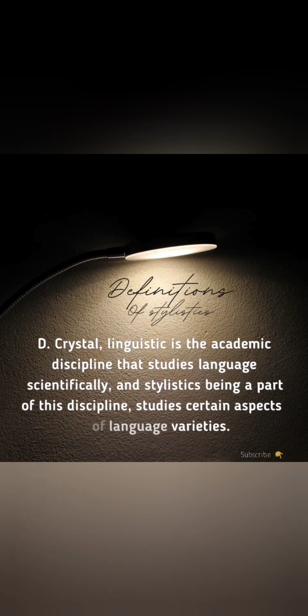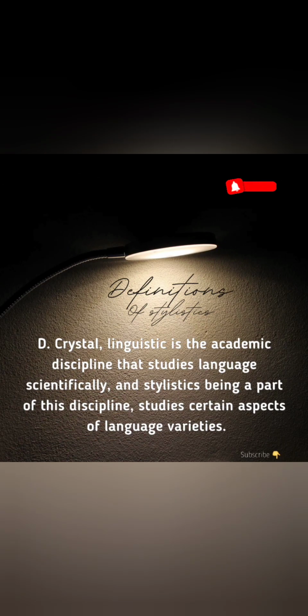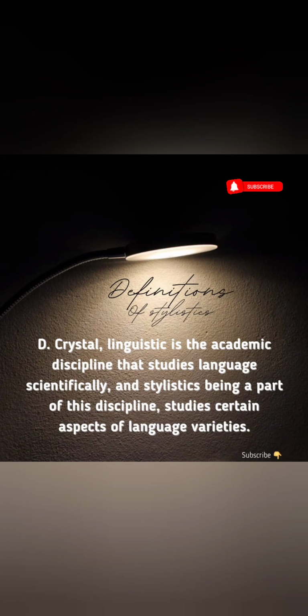Next stylistician is David Crystal, and he said linguistics is the academic discipline that studies language scientifically, and stylistics, being a part of this discipline, studies certain aspects of language varieties. So again, the theme of all these definitions is the same: it is a discipline, it comes under linguistics, and we study language scientifically.